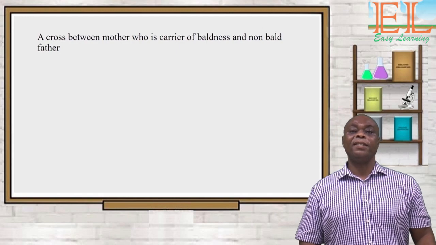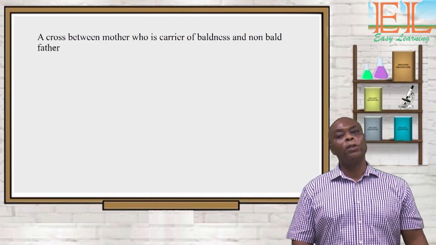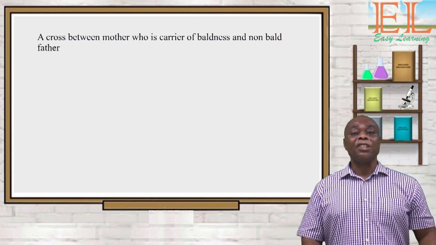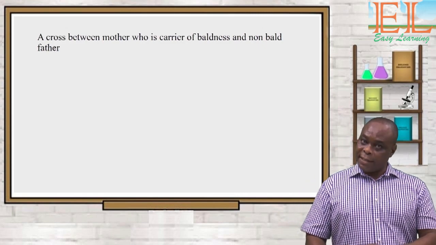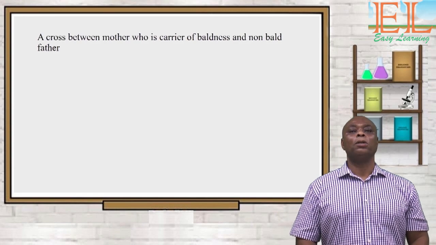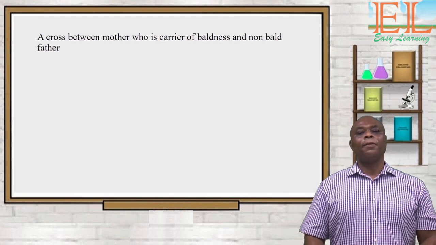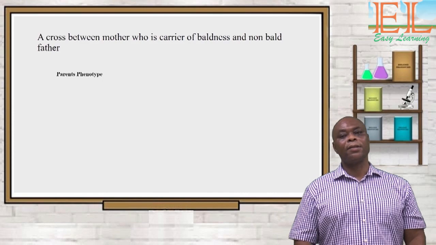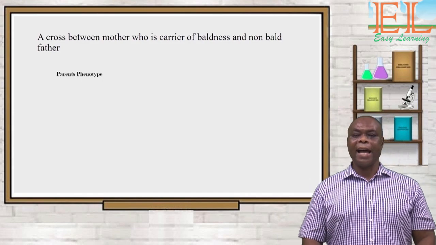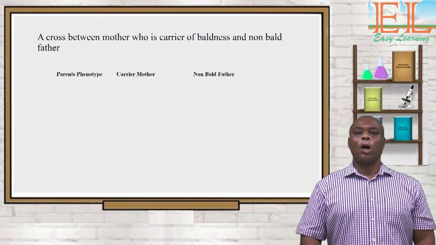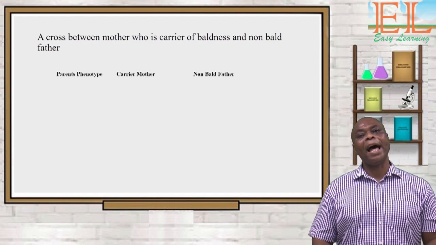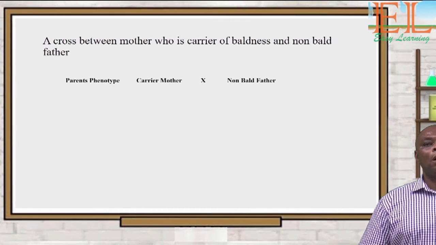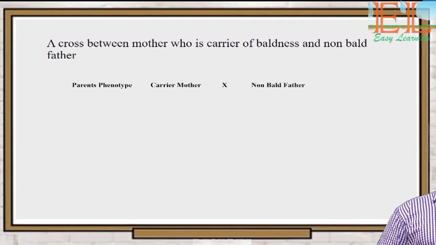Now let's see a cross between a mother who is a carrier of baldness and a non-bald father. That means though the mother is not bald, she carries the gene for baldness, whilst the father doesn't carry it and hence is not bald. First, we have the phenotype of parents, which is a carrier mother crossing with a non-bald father. So father and mother are both non-bald, but the mother carries the gene.